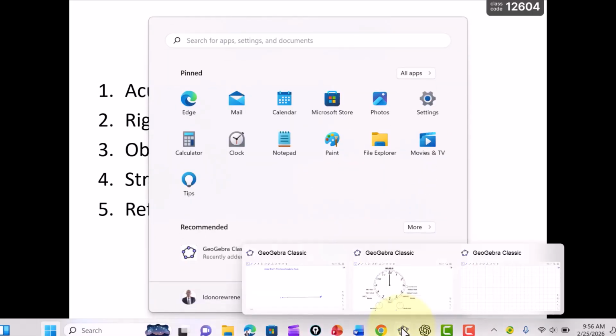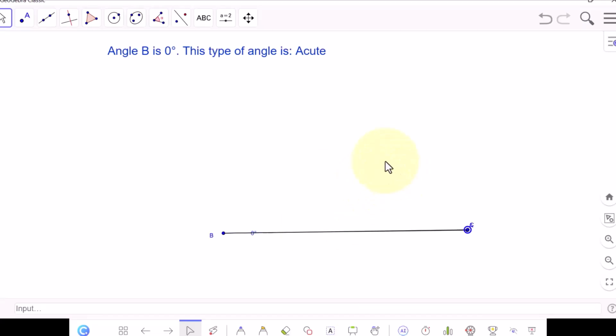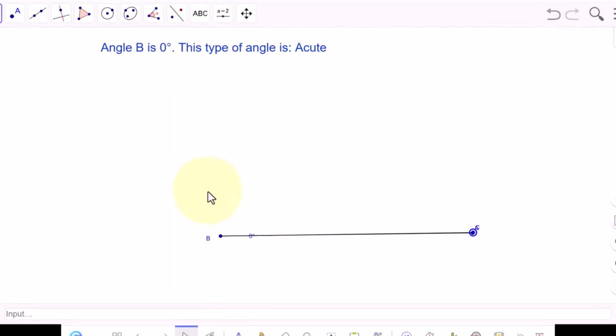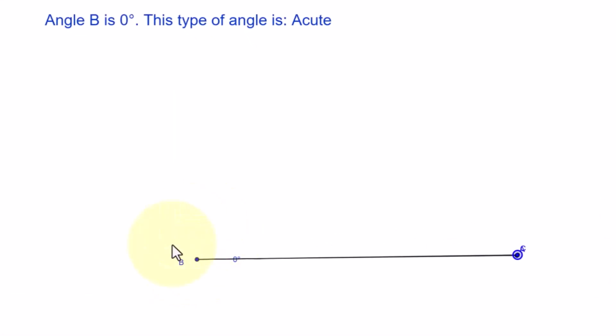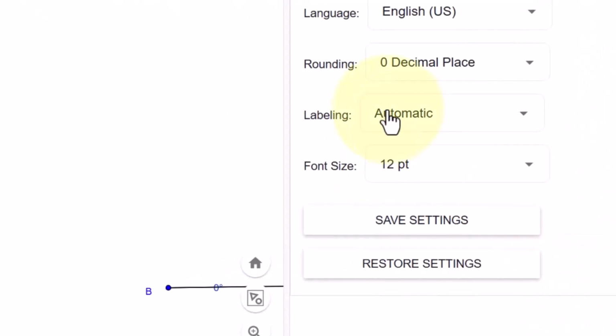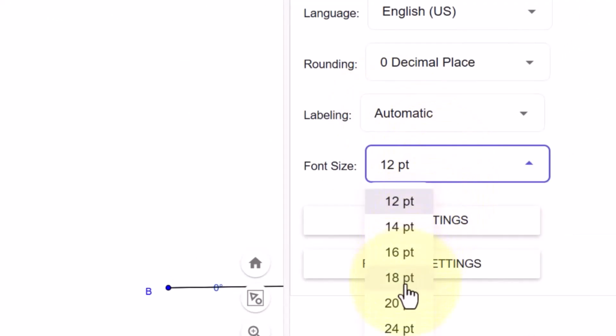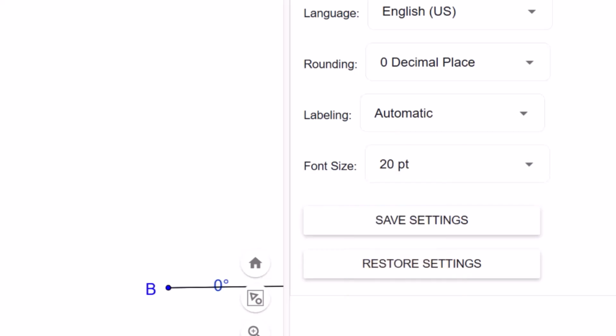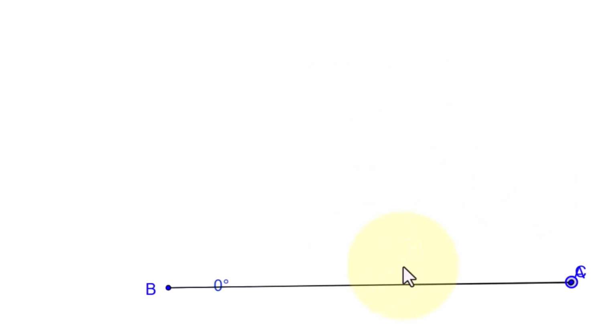So this is the applet I designed for this lesson. You can see it says B is 0 degrees. See, this is B, the vertex. You can see the angle is showing 0. Let me see if I can make it bigger. I don't know if you can see it well. Let me increase the font size to 20. I think this is much better.